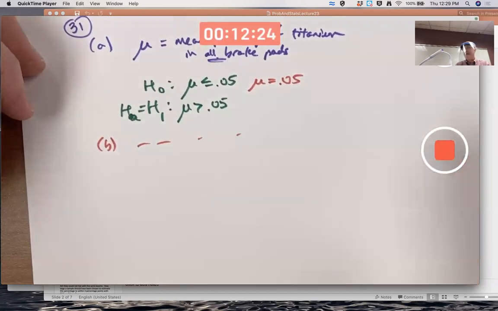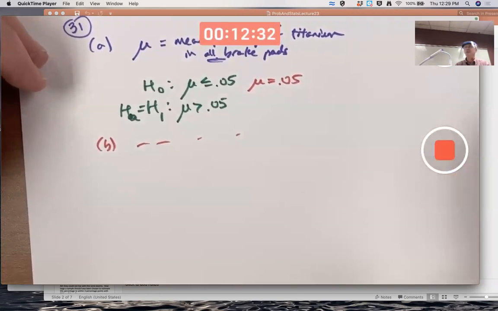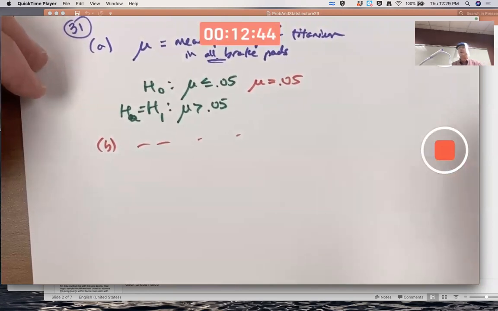So what would that mean? Maybe you think it's more dangerous than it really is. You think more cars have too much titanium in their brake pads than they really do, and so that's a hazard, and it needs government intervention. So you spend money on government intervention when you really didn't need to, is one way to look at it. That would be the practical consequence of a type 1 error.